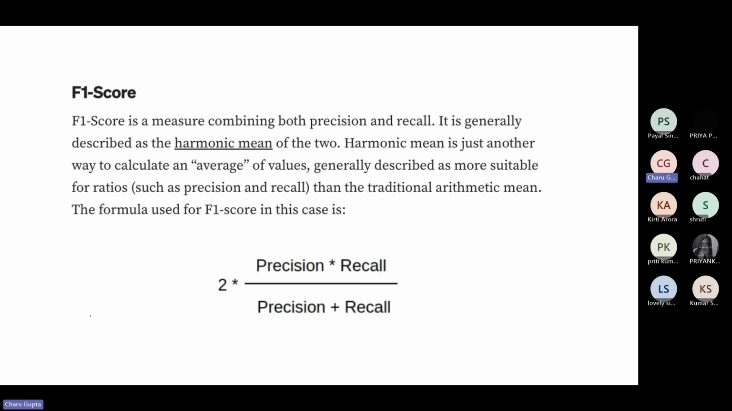Next is F1 score, the most important metrics in classification in machine learning is F1 score, which is the harmonic mean of precision and recall. The formula for F1 score is 2 multiply precision into recall divided by precision plus recall. Please note down these formulas. These are the very important ones. Accuracy, precision, recall, sensitivity, specificity, and F1 score.